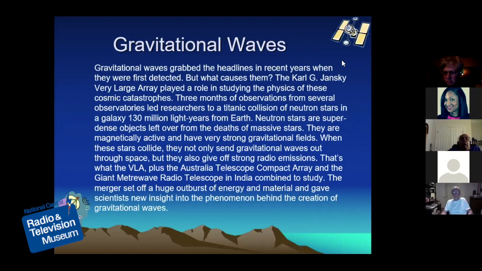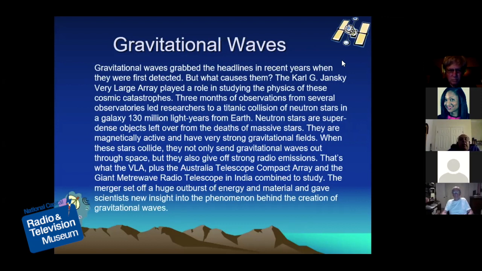So the Very Large Array is part of a very large extended array of telescopes that act as an interferometer and can be used for determining directions of signals. So the gravitational waves that have been observed have come from a titanic collision of neutron stars in a galaxy 130 million light years from Earth. Neutron stars are super dense objects left over from massive stars that have died. They're magnetically active and have very strong gravitational fields. When they collide, they send out gravitational waves, but they also give off strong radio emissions.